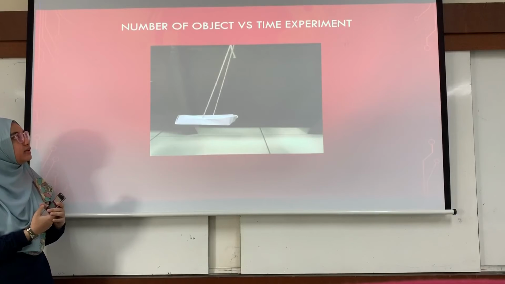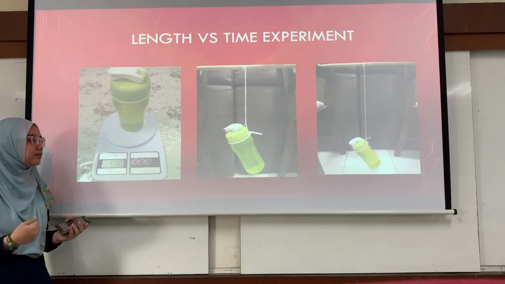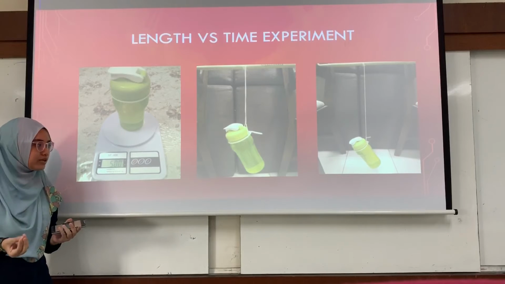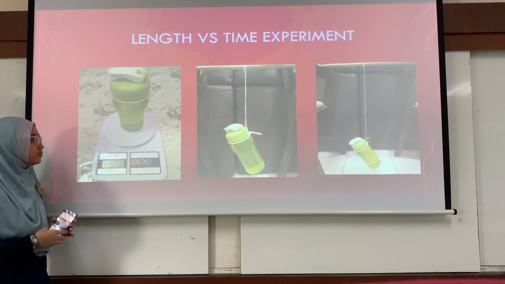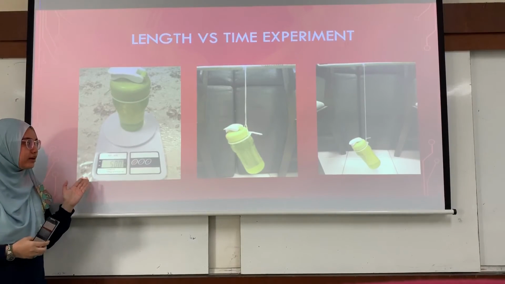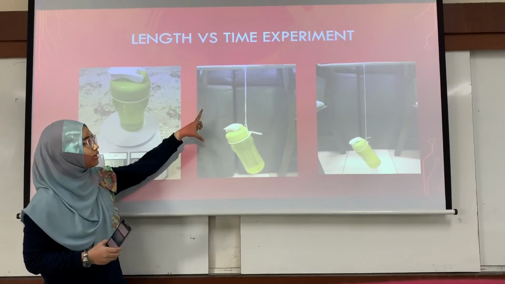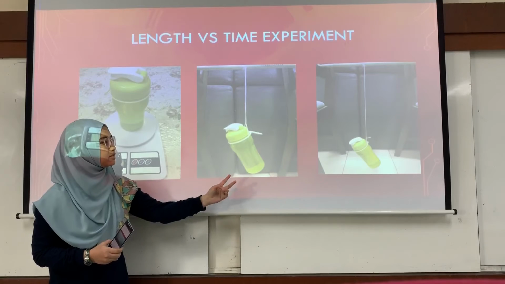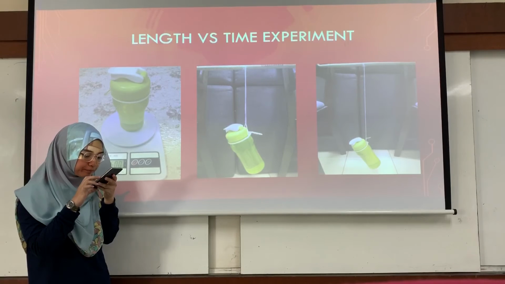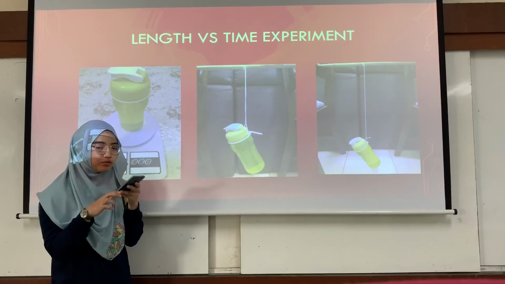The second experiment is the length versus time experiment. In the first experiment we manipulated the mass of the object, but for this experiment we keep the object constant, which is a bottle full of water representing 500 grams, and we manipulate the length. As we can see in the two pictures, the length is different. For this experiment, the length is taken from 0.3 until 1.2 meters.